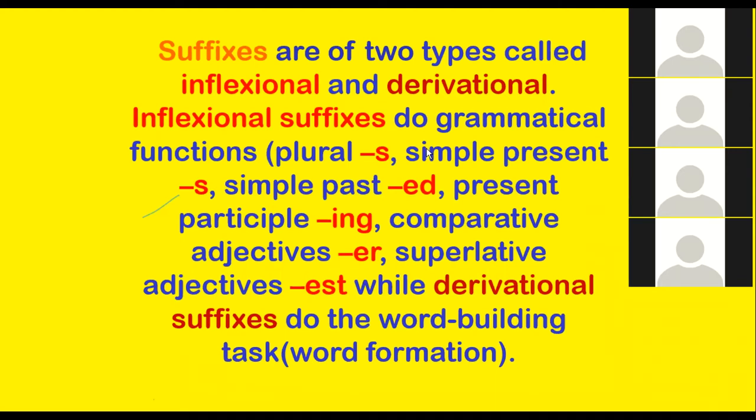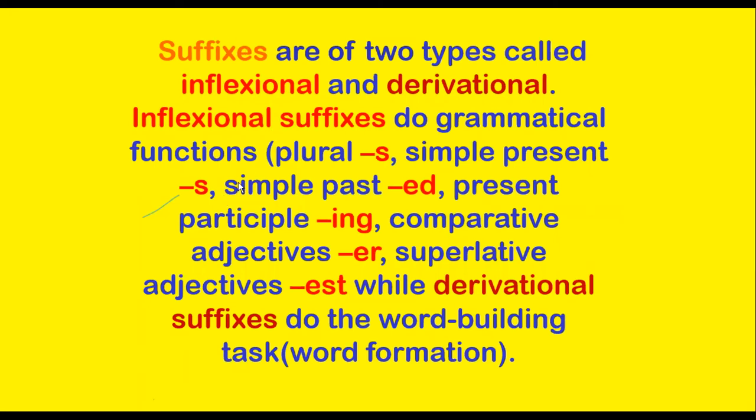Please remember the fact that we use the singular verb with singular subjects in simple present. You may remember I talked earlier about singular subject verb agreement. With a singular subject we use a singular verb. When forming the singular verb we need to use the inflectional suffix s to form the verb phrase. In other words, this is the simple present s we use. We call it an inflectional suffix, and it does a grammatical function: in the simple present tense, adding s to the verb with singular subjects. It is a suffix, but an inflectional suffix.